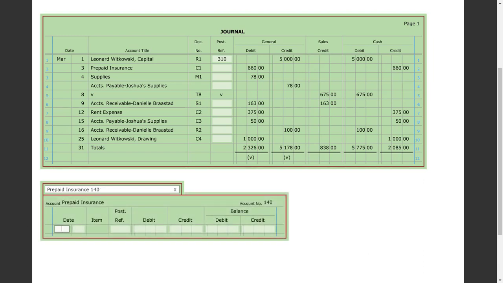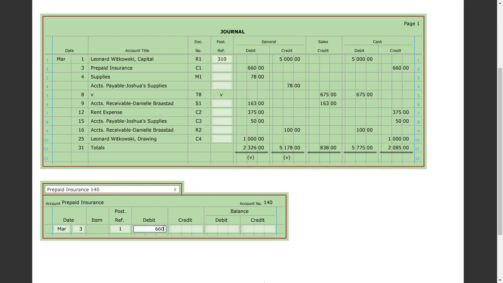We'll do the same thing. Put in the date of March, the 3rd. Post reference is 1 because we're getting it from page 1 of the journal. Now prepaid insurance, how much are we affecting that? As a what? Debit. So I'm going to put 660 here, not 600. Okay. I'm going to take my debit here of 660 and it goes here.